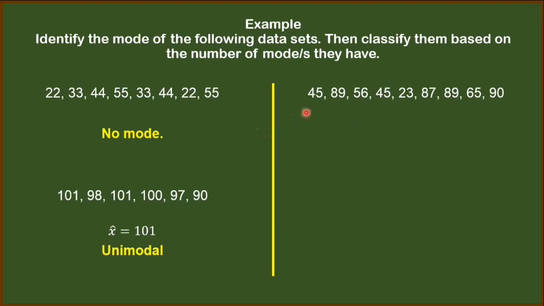For this dataset, the most frequently occurring data are 45 and 89 because those two data occurred twice, unlike the other data which occurred only once. Meaning the modes here are 45 and 89. Since we have two modes, this dataset is labeled as bimodal.